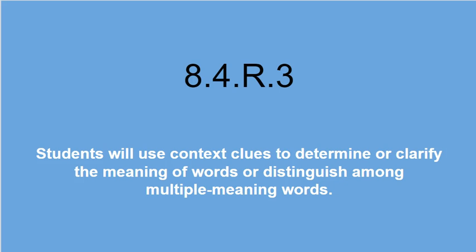Let's look at the Oklahoma Academic Standard today of 8.4.R.3. This is for 8th grade, the 4th standard for reading, point 3. The language of this standard reads, students will use context clues to determine or clarify the meaning of words or distinguish among multiple meaning words. Please pause the video and write down the definition of this standard. Let's get started.